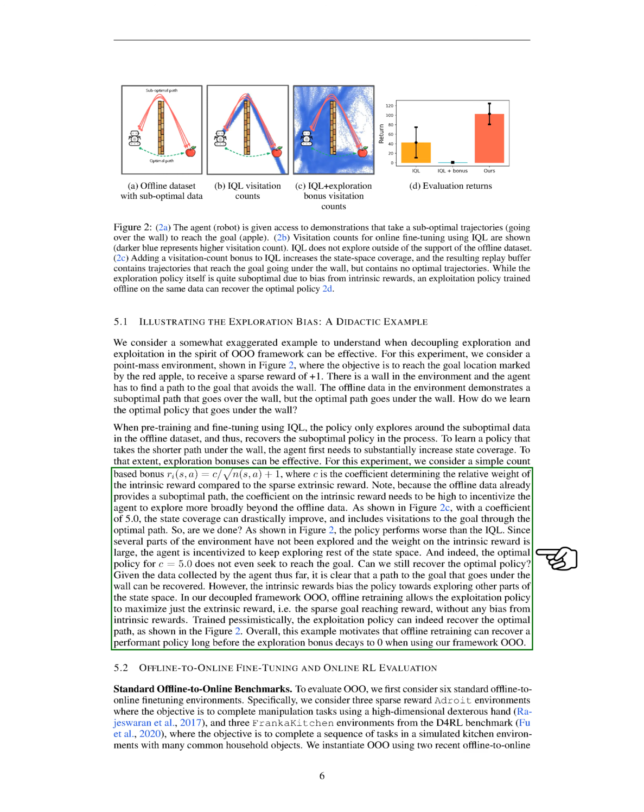However, the policy performs worse than the IQL. Since several parts of the environment have not been explored and the weight on the intrinsic reward is large, the agent is incentivized to keep exploring the rest of the state space. In our decoupled framework, offline retraining allows the exploitation policy to maximize just the extrinsic reward, i.e., the sparse goal-reaching reward, without any bias from intrinsic rewards. Trained pessimistically, the exploitation policy can indeed recover the optimal path. Overall, this example shows that offline retraining can recover a high-performing policy long before the exploration bonus decays to 0 when using our framework.